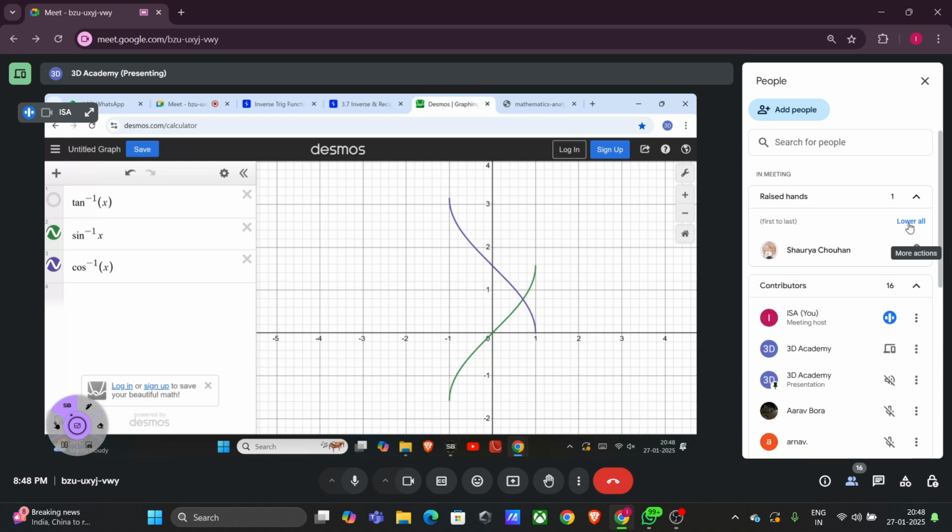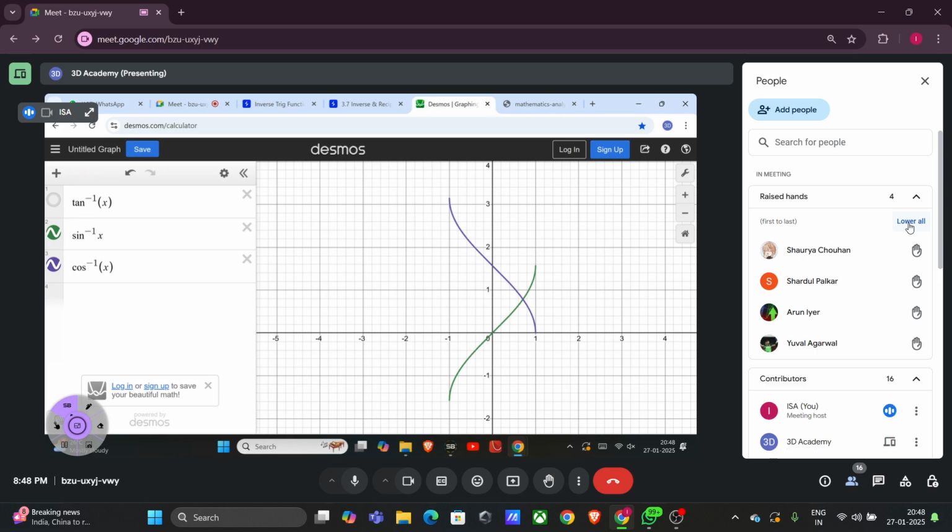Those who are done drawing graphs, please raise your hands. Only two. Only three. Guys, speed up a bit. We have to discuss some. It is a very simple concept. We just need to keep restrictions in mind.